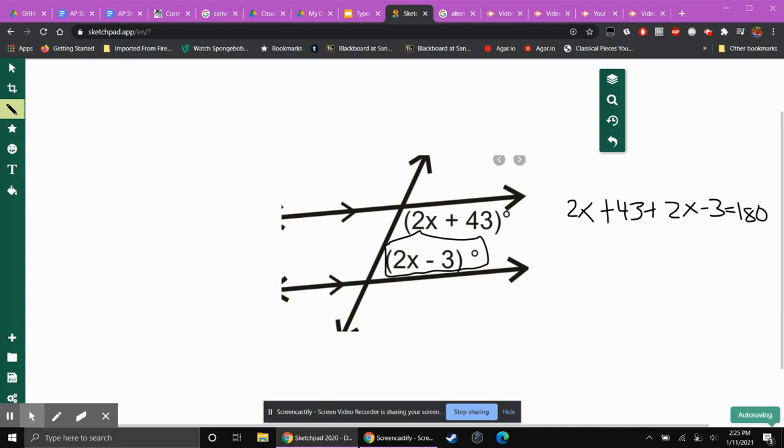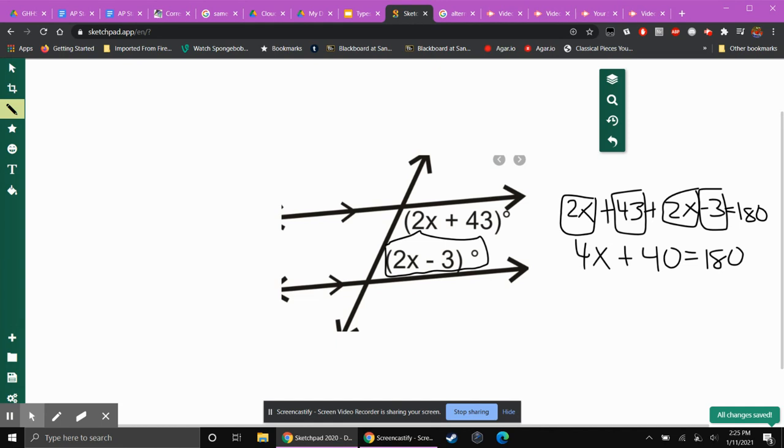Okay, so now here we start to do our algebra. We want to combine like terms. You combine these to get 4x. You want to combine your whole numbers now. Right, 43 minus 3 is 40. And that's still all equal to 180.